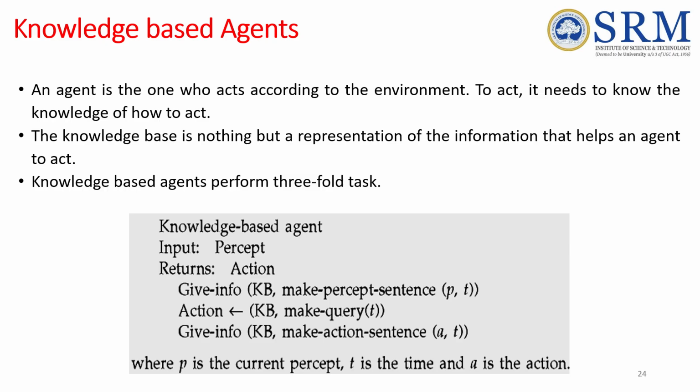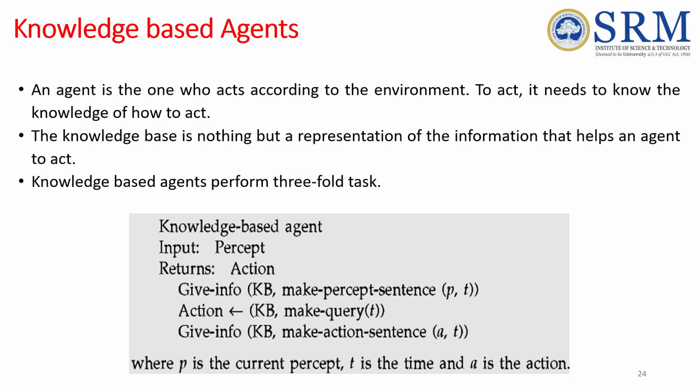Next is to query the knowledge base: action equals ASK(KB, MAKE-ACTION-QUERY(T)). The agent examines the stored information and determines the best action using reasoning. The knowledge base contains: if obstacle ahead, then turn left. Then it asks what action should I take now, whether turn left or turn right. So the action will be turn left.